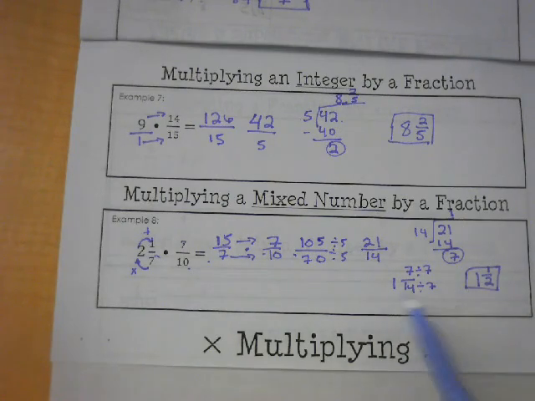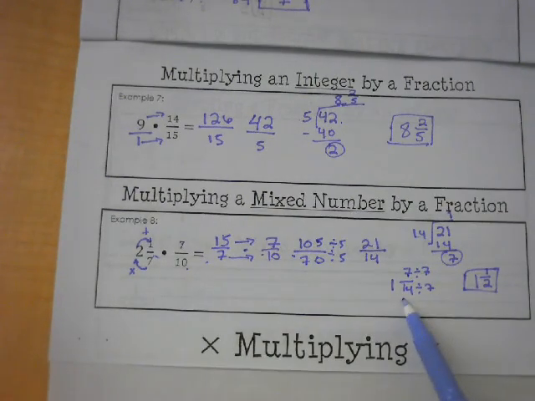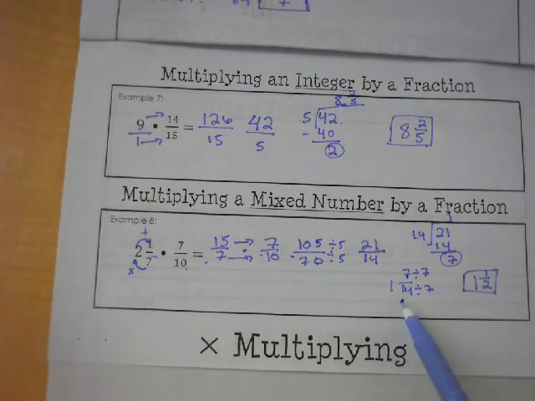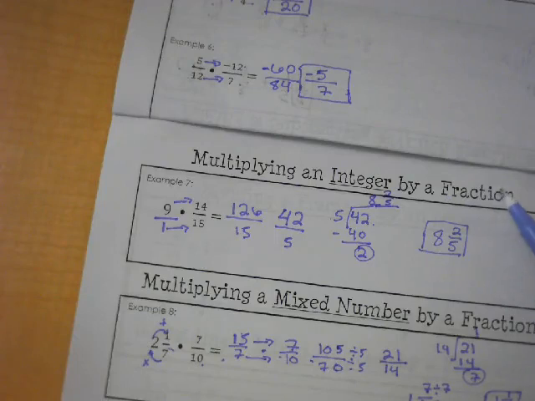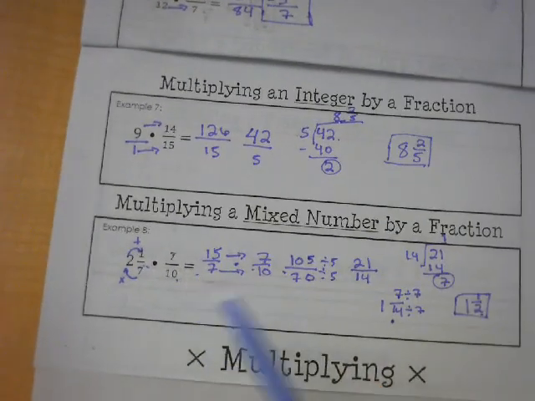Because our remainder was 7, that became my numerator, and my divisor is my denominator. So 1 7/14. I realized I can simplify by 7. 7 divided by 7 is 1, and 14 divided by 7 is 2. So we end up with 1 1/2. So that's multiplying fractions. We have multiplying a fraction by a fraction, multiplying an integer by a fraction, and then multiplying a mixed number by a fraction.